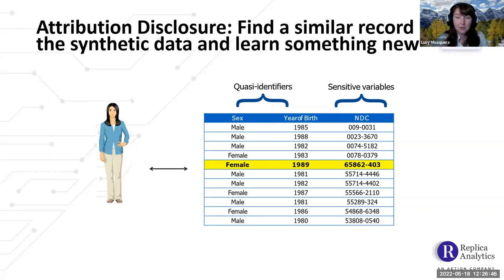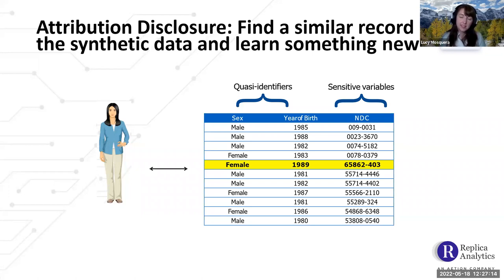Before we get there, I'd like to give you a little information about how we assess privacy in synthetic data sets. In a real data set, assessing privacy typically comes down to a comparison: for this data set, can I match an individual in the data set to a person in the real world? That's the basis of our attribution disclosure risk for synthetic data sets. But we take it one step further.